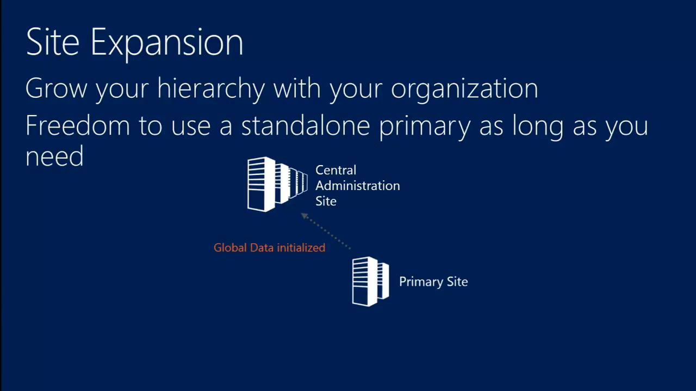When the site gets set up, it does a global data initialization. It basically pulls up all the important data from the primary site. And then once you've built the CAS, you can then deploy out additional primary sites to support the larger scale.